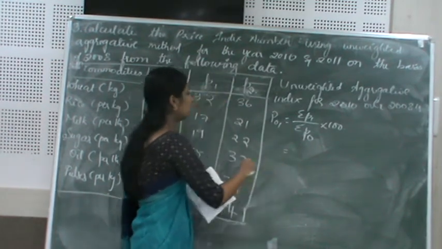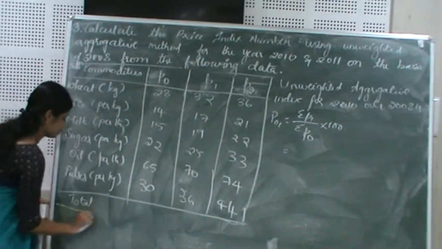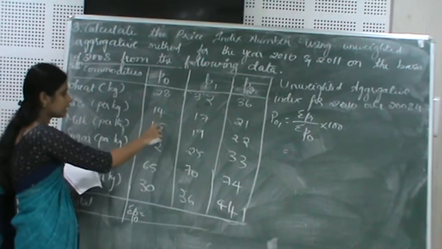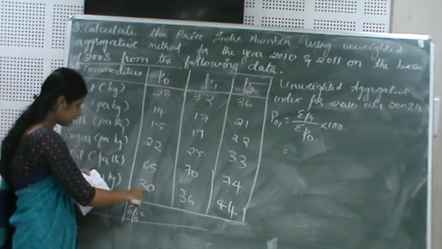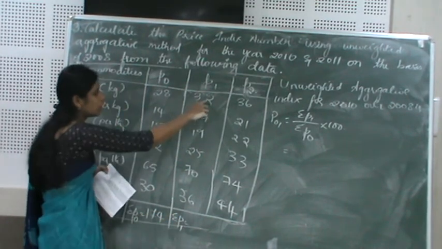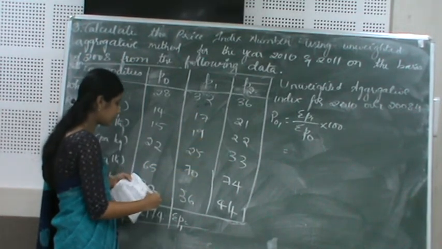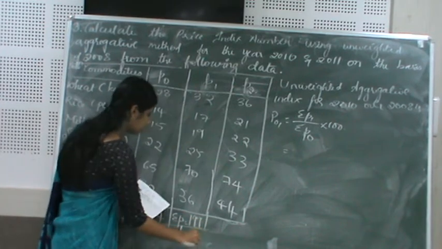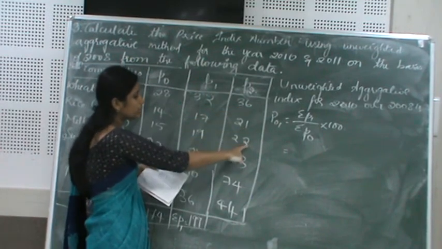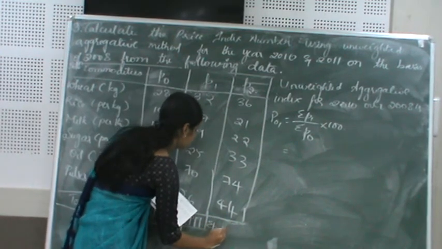So we will calculate what is the total of P0 and what is the total of P1. Summation of P0 is equal to 28 plus 14 plus 15 plus 22 plus 65 plus 30. The answer is 174. Next summation of P1: you are going to add all the values, 32 plus 17 plus 19 plus 25 plus 70 plus 36. It is 199. Next you are also going to add the third column, that is P2: 36 plus 21 plus 22 plus 33 plus 74 plus 44. Summation of P2 is equal to 230.